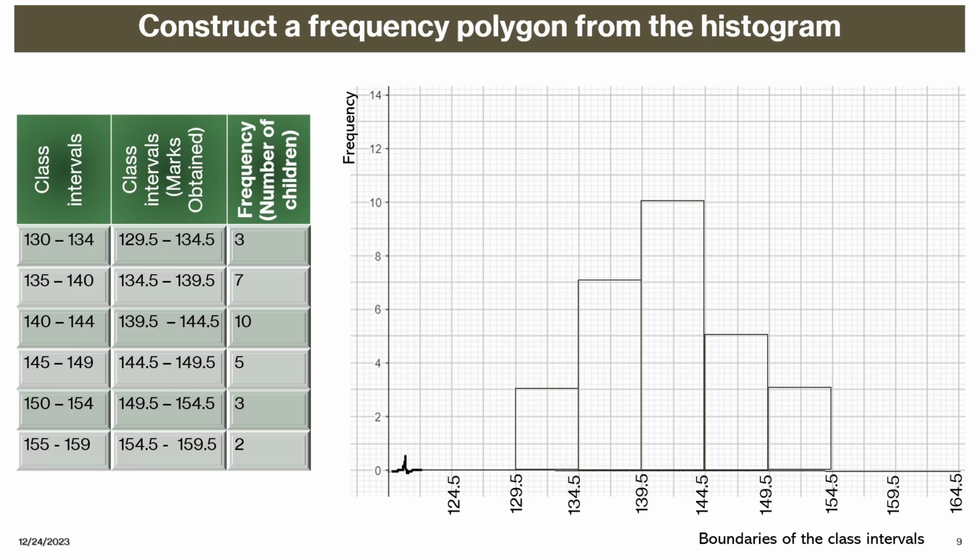Here, the first class interval is 129.5 to 134.5. So mark the midpoints which are left of the first class interval and right of the last class interval. By joining them, you can obtain the respective frequency polygon.